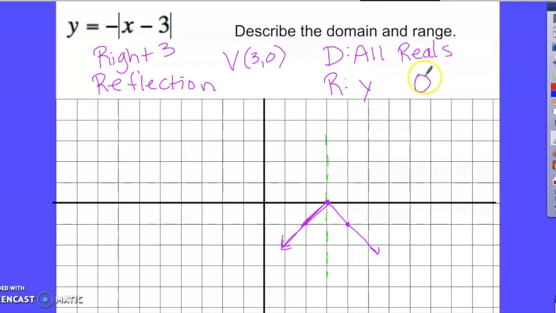So this time we're looking at one that opens down, which means this is going to be a high point, and our y values are going to start at 0 and then get smaller. So our range is going to be y is less than or equal to 0. So it's going to be less than or equal to 0 whenever you have a reflection. A reflection will be less than or equal to whatever the number happens to be. Maybe 0, maybe something else, depending on if you had to move it up or down.